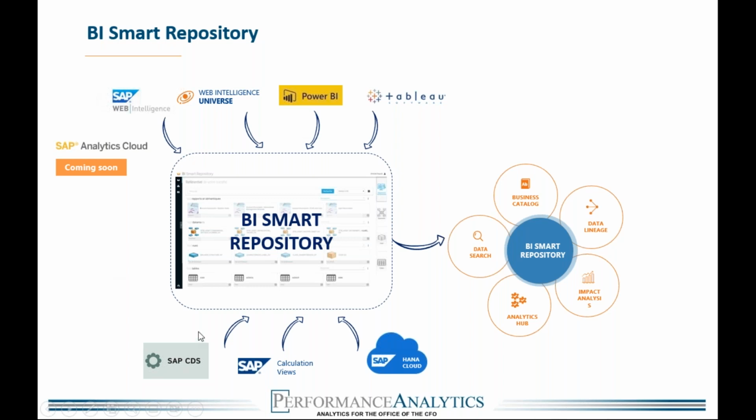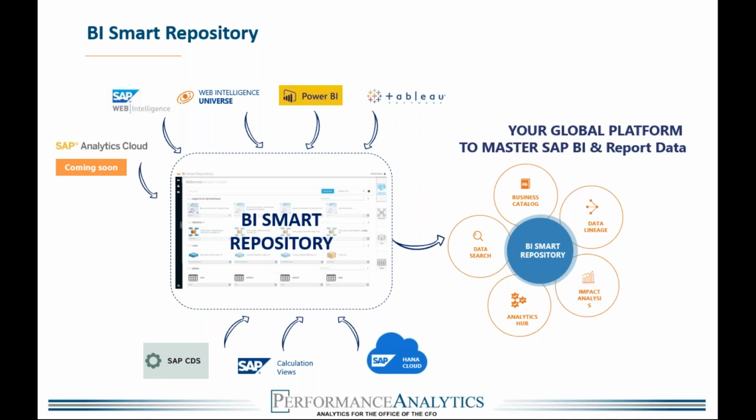So what we cover today, as I said before, is the CDS views. We can import calculation views, HANA Cloud views, HANA views in general, Tableau, Power BI, Universes from Web Intelligence, and soon SAP Analytics Cloud and DataSphere. Within this BI Smart repository, you can really do a data search. You can have your complete data lineage. You can analyze the impact of BI developments. And if, for example, inside the company you have team members coming and going, this is a very, very useful tool as well, to centralize all the knowledge, so nothing gets lost. Exactly.